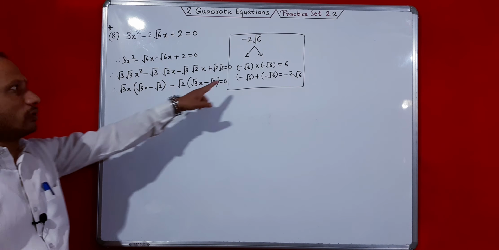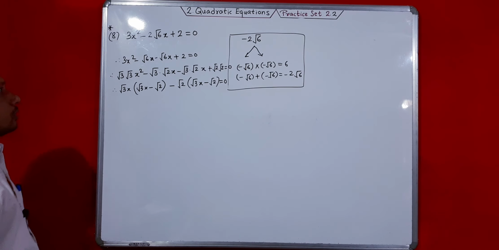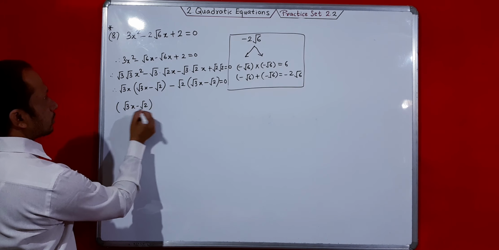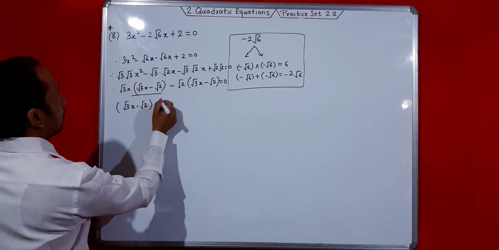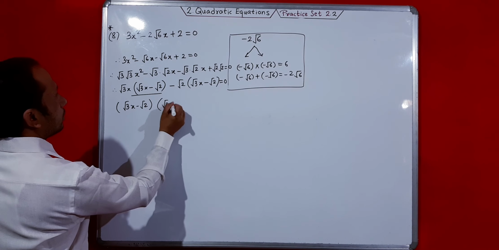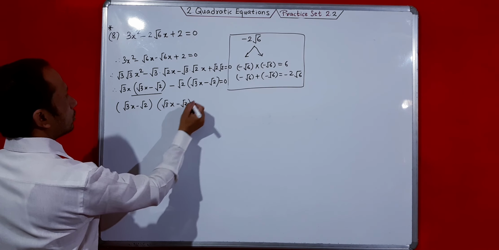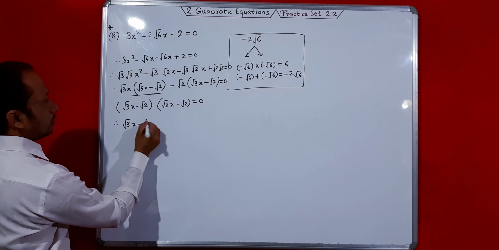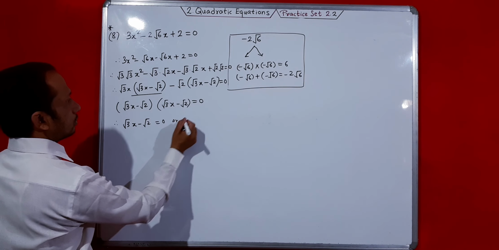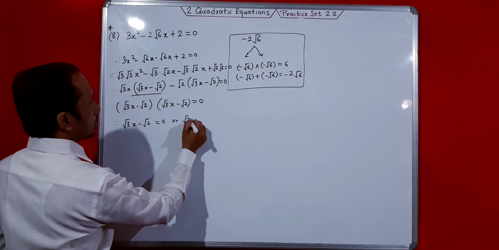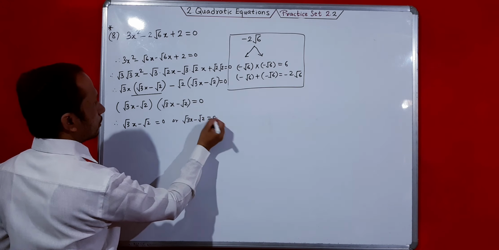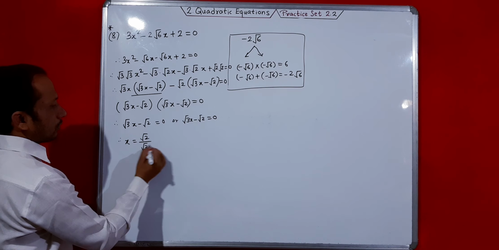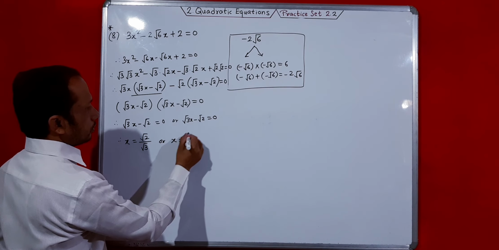You can write this in this form because it is very easy to understand. Okay, so now what is the common? Root 3x minus root 2 is common, so take it separately, and in the second bracket root 3x minus root 2 is equal to 0. Okay, so root 3x minus root 2 is equal to 0, or root 3x minus root 2 is equal to 0. Therefore x is equal to root 2 upon root 3, or x is equal to root 2 upon root 3.